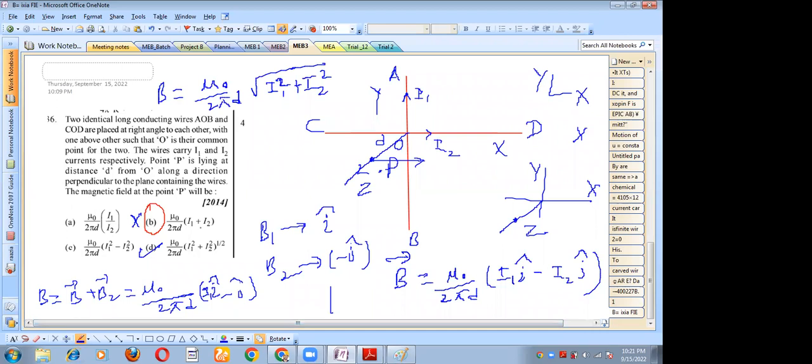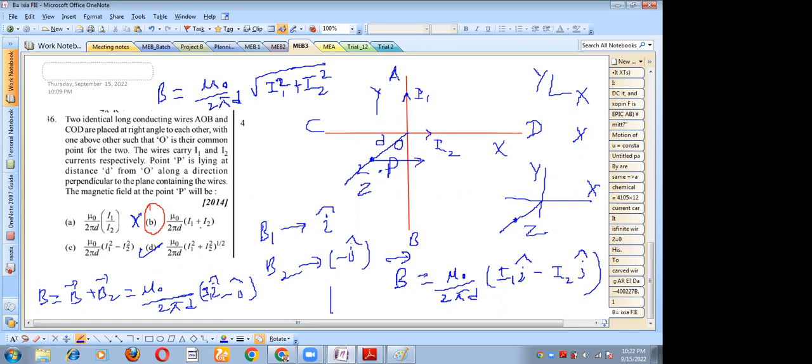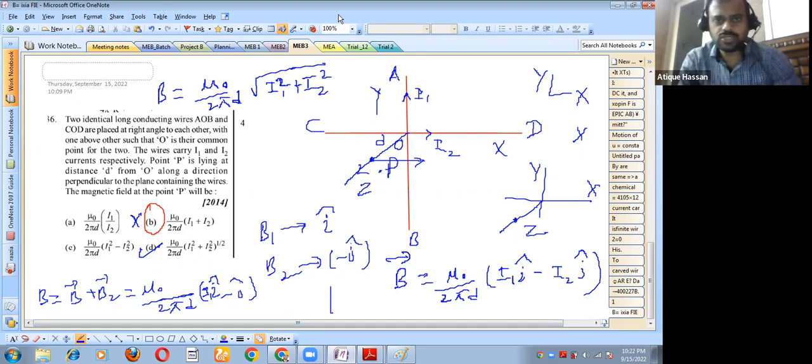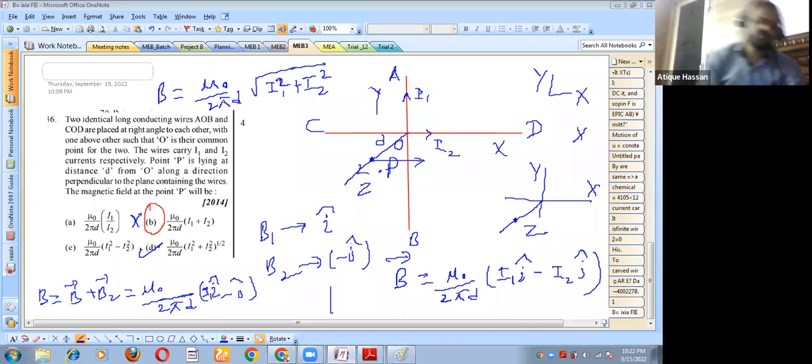Sir, how did the root come, sir? When you find the resultant of two perpendicular vectors, what do you have to take? Under root A square plus B square. That is why. The main thing is that. Understood? So this is how we can find it. This concept is simple. Sir, but it is minus I2, right? But when two vectors are perpendicular, whether it is plus or minus, the magnitude is always root of A square plus B square. The magnitude of A minus B or A plus B for perpendicular vectors is the same.